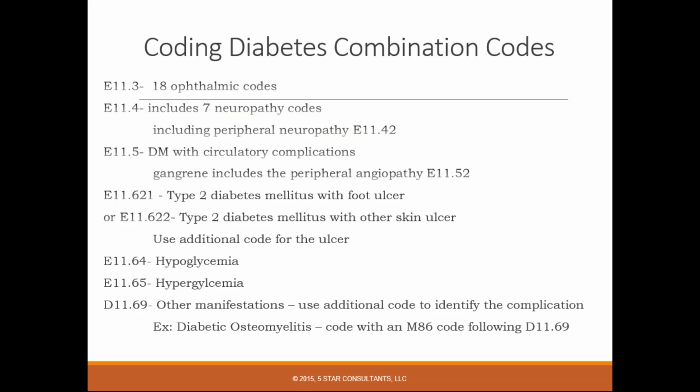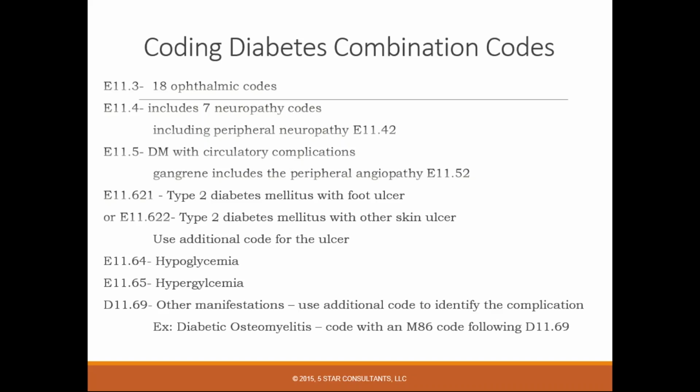So some of the way that the codes are set up are similar in all 5 of the categories. E11.3 has ophthalmic codes, and there are 18 ophthalmic codes that are combination codes with diabetes. So you will be using that quite often. E11.4, there are 7 neuropathy codes, and the peripheral neuropathy that we do use a lot, which is, like I said, the 250.60 with the 357.2, now it's just E11.42.